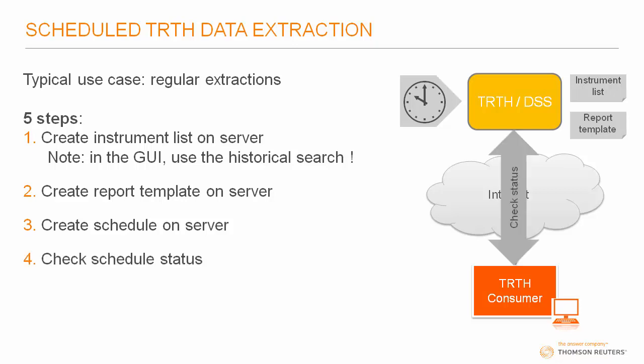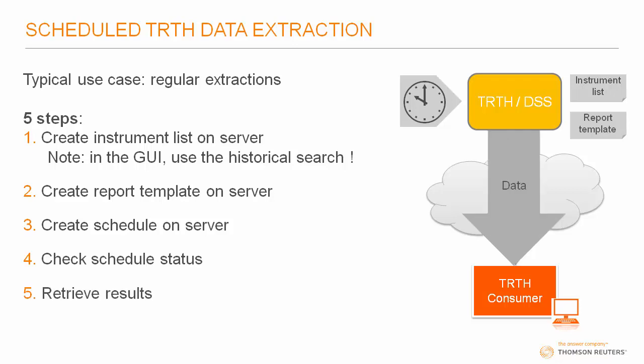We then check the status of the extraction by interrogating the server. Once it has completed, we can retrieve results from the DSS server. All these operations can be done using the graphical user interface or the API. Some combinations are also possible, like importing an instrument list from a CSV file manually and then referring to it in a schedule created using the API. This allows you to accommodate your workflow in an easy way.